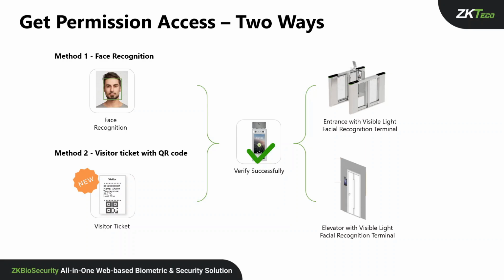There are permissions in 2 ways. The first one is face recognition. The second one is the visitor with the QR code. With both of these 2 verifications, they can access the device and can enter the permissible area.